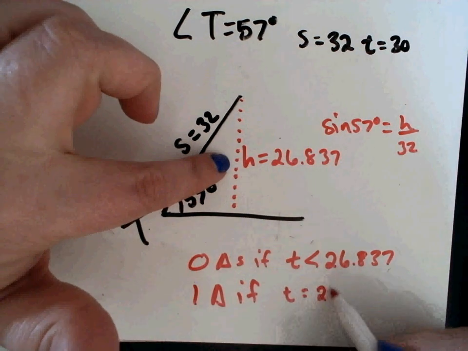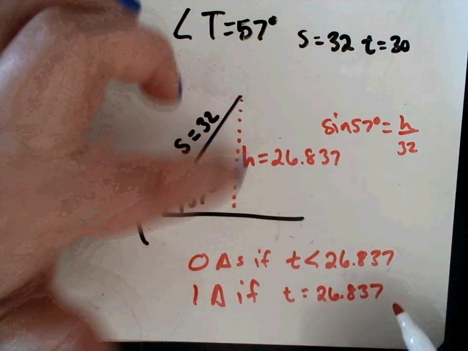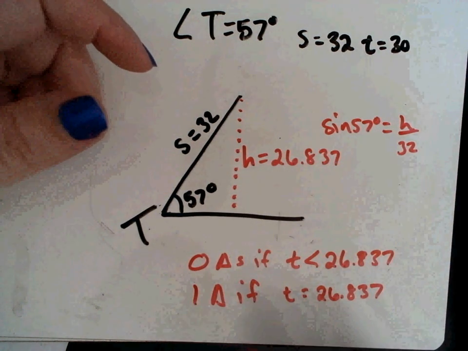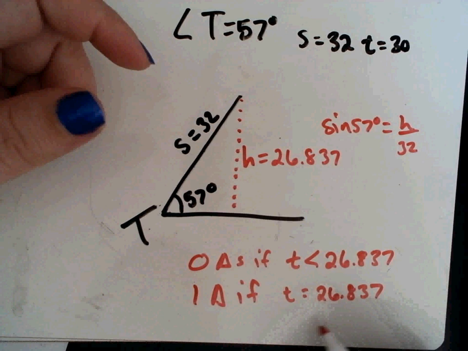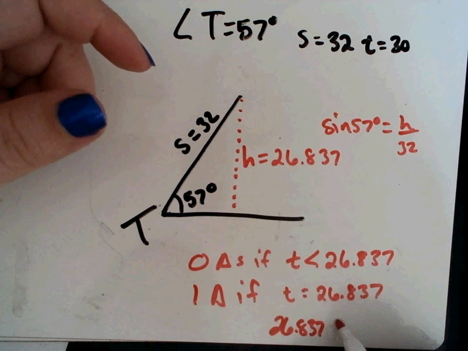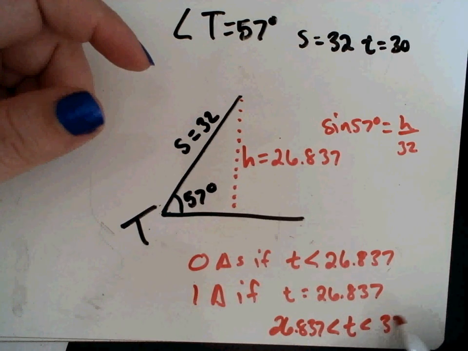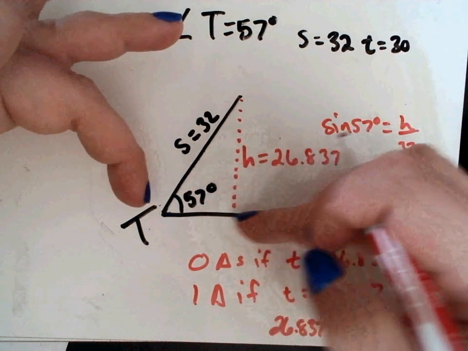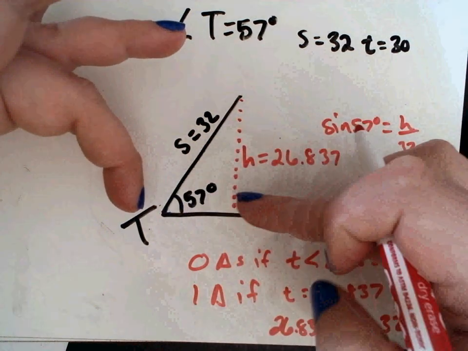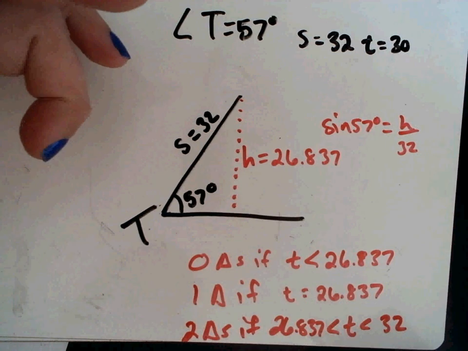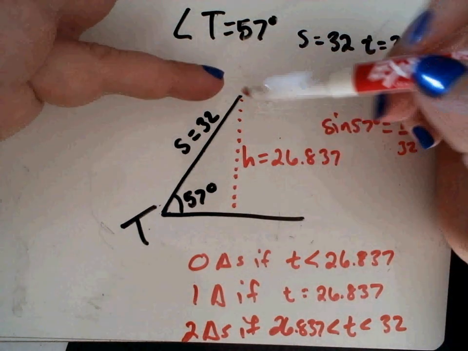26.837. You have 1 triangle if T equals 26.837. If it is the height, then you've got the 1 triangle. If T is greater than 26.837 but less than 32, so if it lands anywhere in between these 2 lengths, then it can be something here that could swing over here or there and still use this angle. Then you've got 2 triangles.